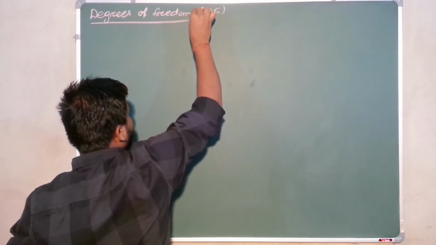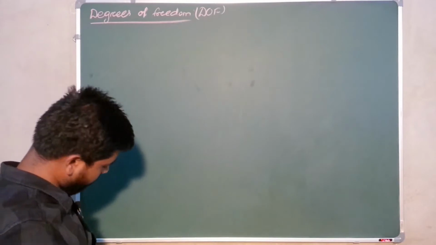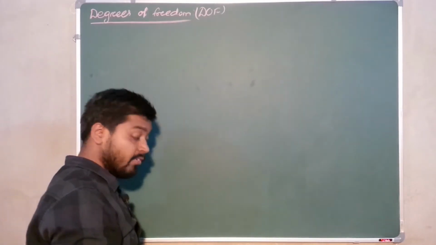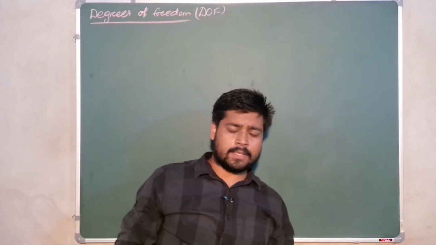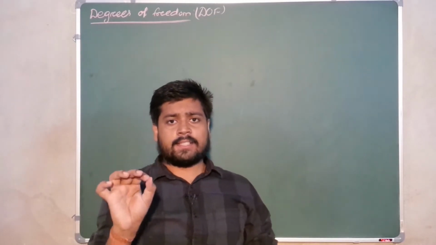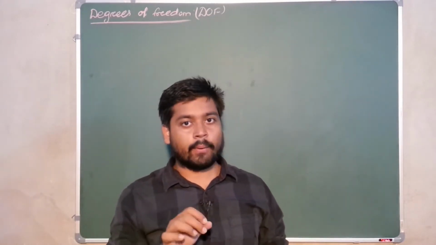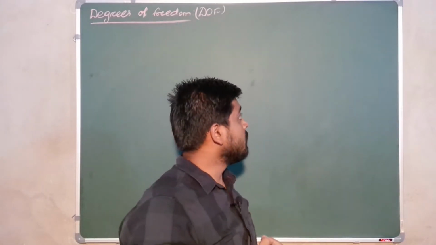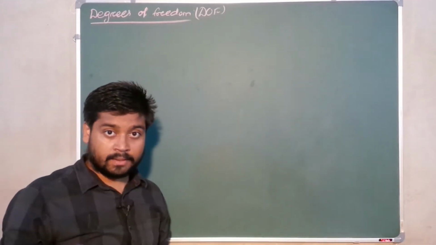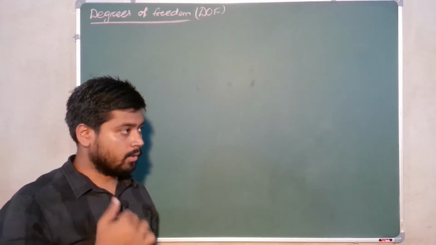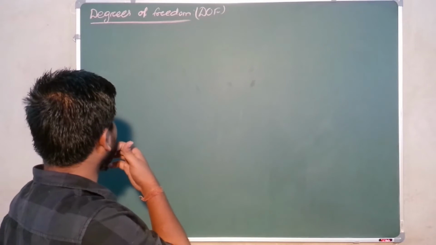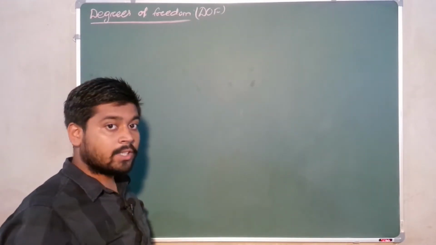DOF. Degrees of freedom. What are the degrees of freedom? Degrees of freedom is the minimum number of variables required to specify the position of a dynamical system. Before going to degrees of freedom, first just know configurational space.